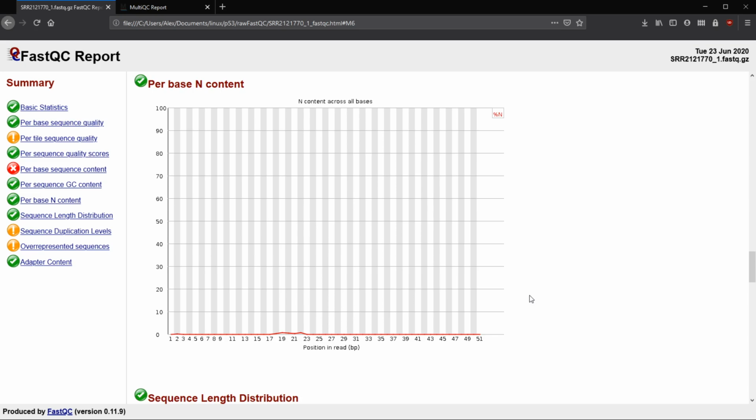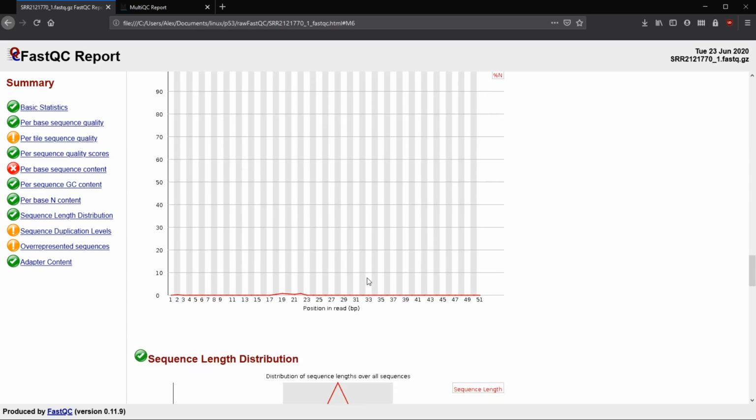For this, a warning happens when the percentage of N's at any position is high. So here we have slight N content, but at any position, if the N content is greater than 5%, we're going to get a warning. And if we have an N content greater than 20% at any base location, then we're going to have a failure of our per base N content. It just gets to be too many unknown.